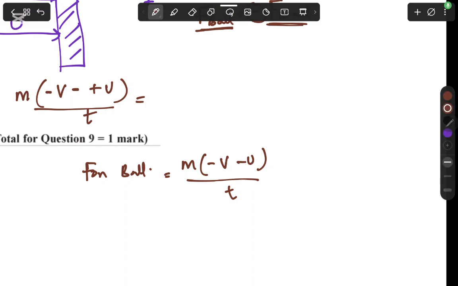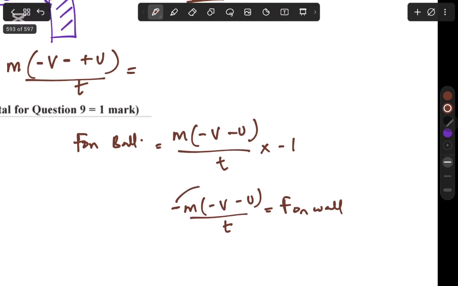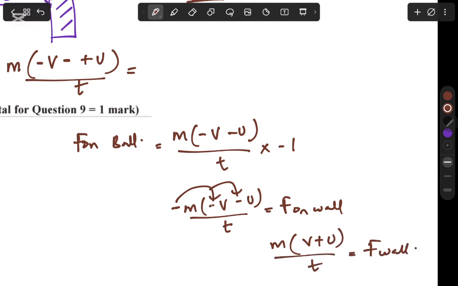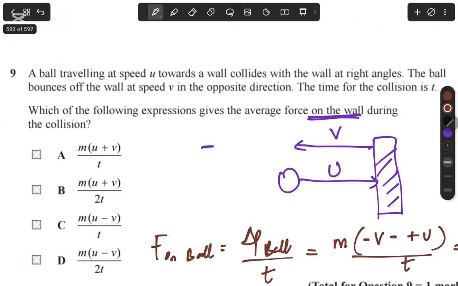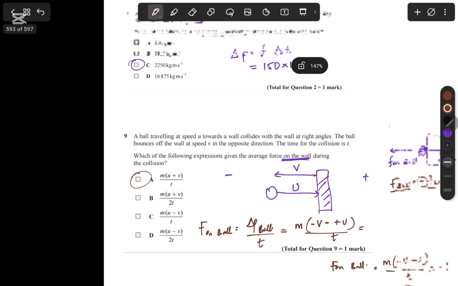So now I'm going to multiply this equation by minus 1. I'm going to get minus m times (minus v minus u) divided by t is equal to force on wall. Now this minus will multiply inside and become positive, so we'll get m(v plus u) divided by t is equal to force on wall. Minus minus becomes plus, minus minus again becomes plus. So I hope that is clear as well. So we can generally write the expression like this. And that's going to be A. So that's the answer.